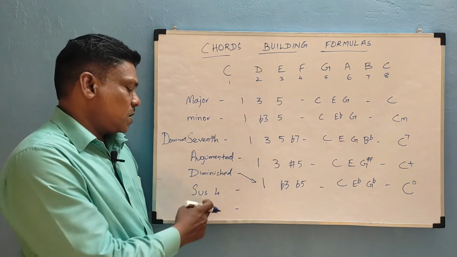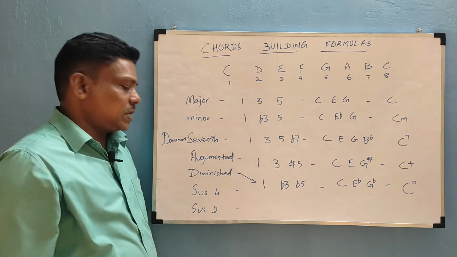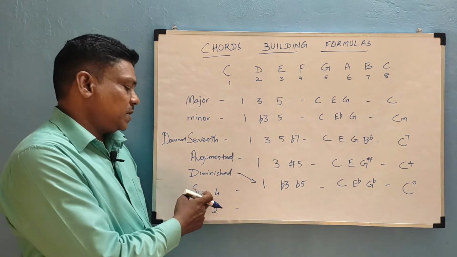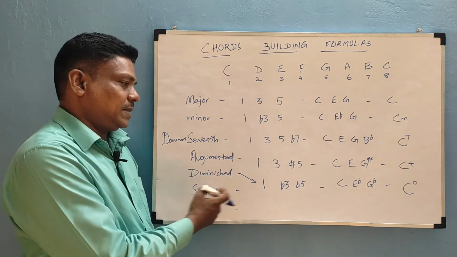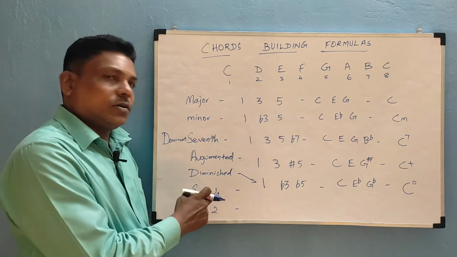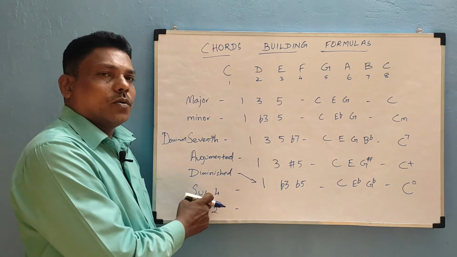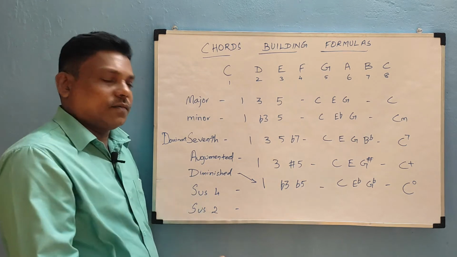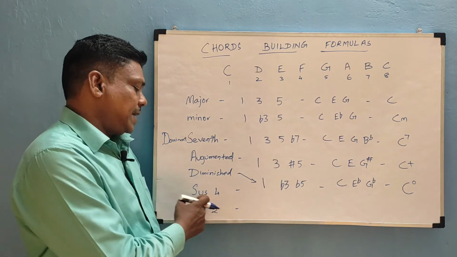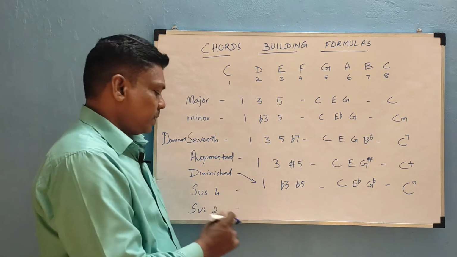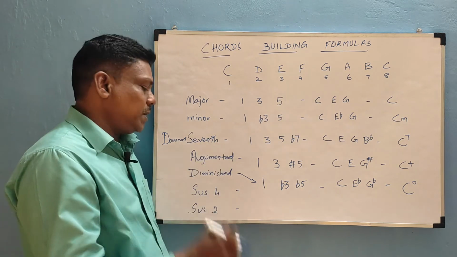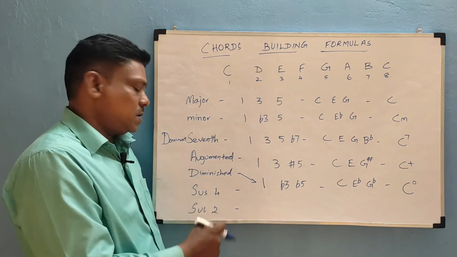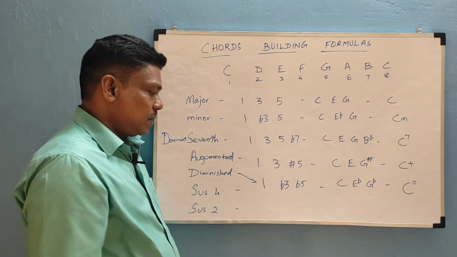And then the next, most commonly used chord is sus4. Sometimes it will be written as simply sus. Sus means you have to take it as sus4 only. If it is sus2, they will compulsorily mark the number. If there is no number, you have to take it as sus4 alone. If it is simply marked as C sus, you have to take it as sus4.